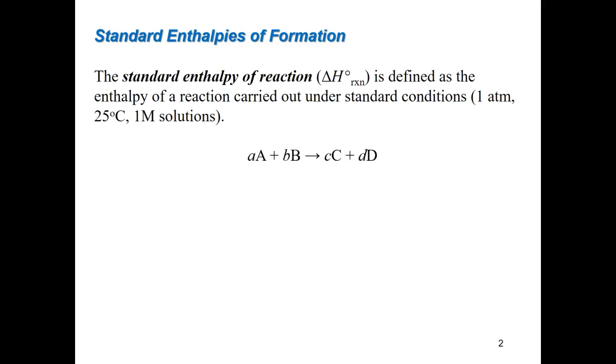So let's take this generic equation of a reaction: a moles of A plus b moles of B react to make c moles of C plus d moles of D. The capital letters refer to some different chemical substances, and the lowercase letters are the stoichiometric coefficients. So a moles of A plus b moles of B react to make c moles of C plus d moles of D. This will be a famous, very much used generic equation throughout your career in chemistry.